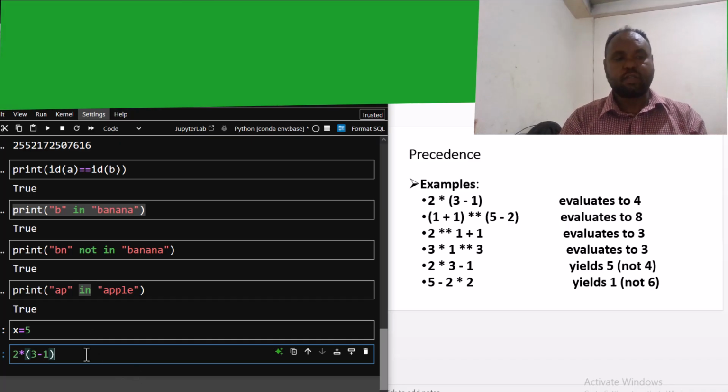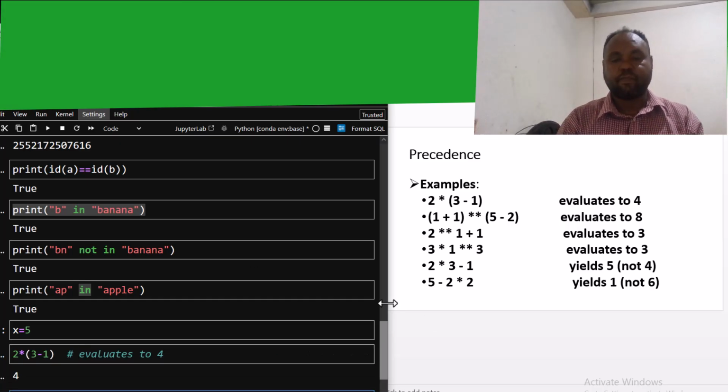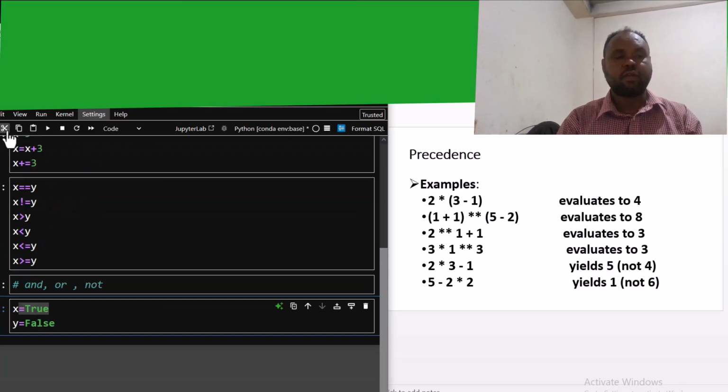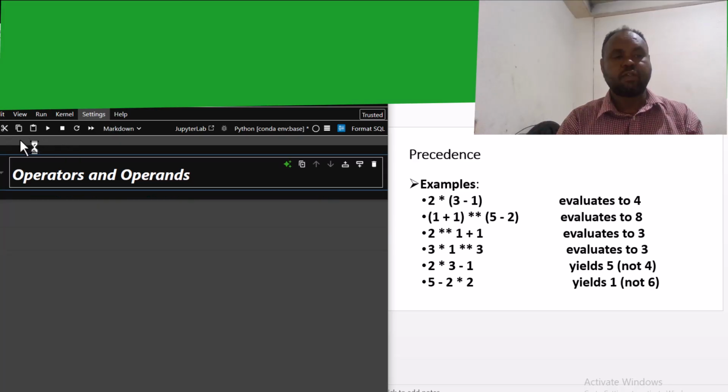Yes, in mathematics we also do the expression under parentheses first, which is 3 minus 1, which is 2. 2 times 2 is 4. So this evaluates to 4, not to 5, because the expression under the parentheses should be evaluated first. Therefore this one is 4. Right? Let us minimize this one.